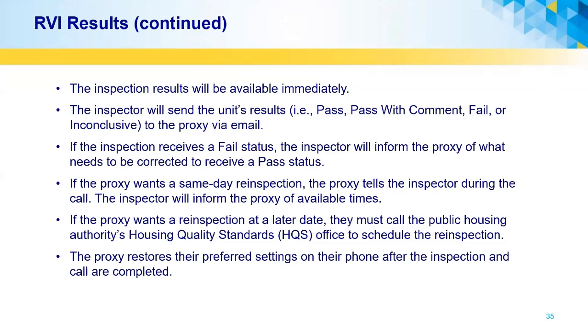If the proxy wants a same-day re-inspection, the proxy tells the inspector during the call. The inspector will inform the proxy of available times. If the proxy wants a re-inspection at a later date, they must call the Public Housing Authority's HQS office to schedule the re-inspection. The proxy restores their preferred settings on their phone after the inspection and call are completed.